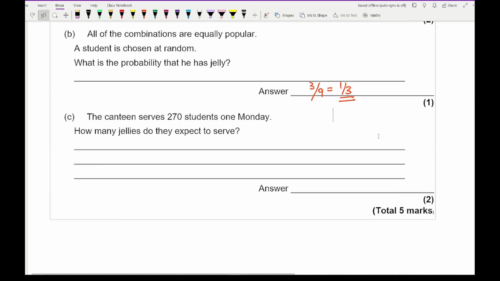Now for the final part of this particular example, it says that the canteen serves 270 students on Monday. How many jellies would they expect to serve? Well for this, the answer is going to be looking at relative frequency, so it's the number of students, which is 270, multiplied by the probability of them having jelly, which is a third. So all I need to do is 270 times a third, or divided by 3, whichever floats your boat, and you should have an answer of 90.